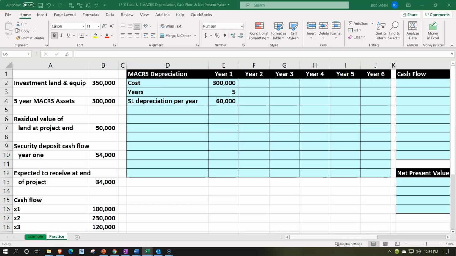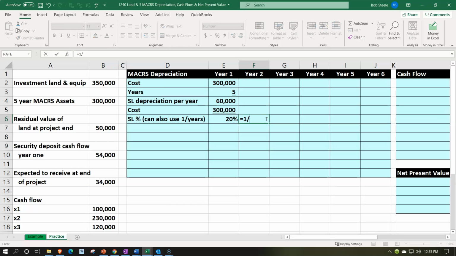If we compare that to the cost of 300,000 to get the straight line percentage, the SL percent would be the 60,000 divided by the 300,000. Let's make that a percent. Percentifying it, 20%. You can also get that by saying equals 1 divided by the number of years, 5, also getting the 20%. So we need to double that. So I'm going to say times 2.